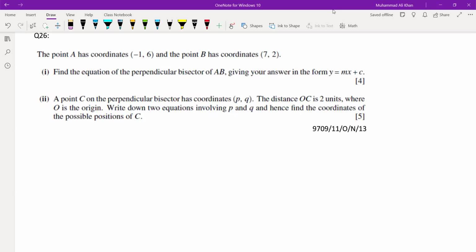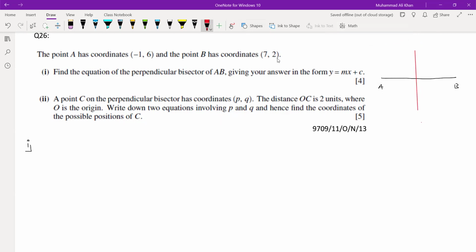Find the equation of the perpendicular bisector of AB. Let's say this is A, this is B, and here is the perpendicular bisector of AB. We need to calculate the equation of the perpendicular bisector.